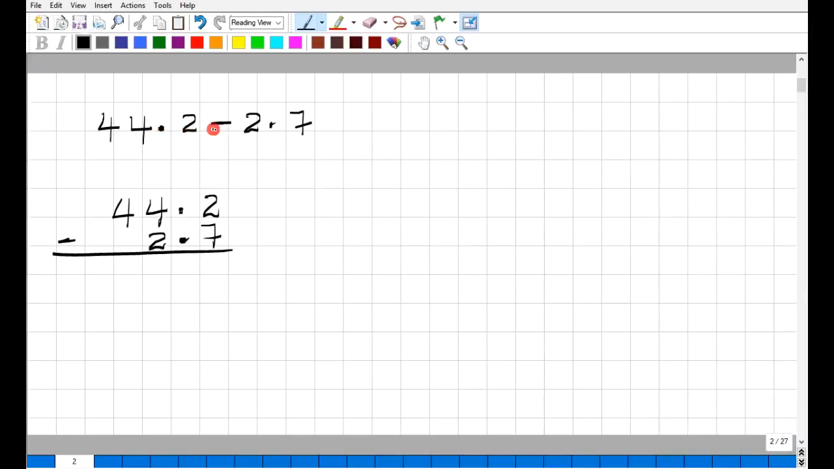44.2. And we're going to subtract from that 2.7. So we're going to set things out like this. Help me to subtract now. Can I take 7 from 2? No, sir. What will I need to do? Borrow. Okay, so we're going to take 1 from the 4, leaving us with 3. This one will make 12 here. 7 from 12 will leave me with what?